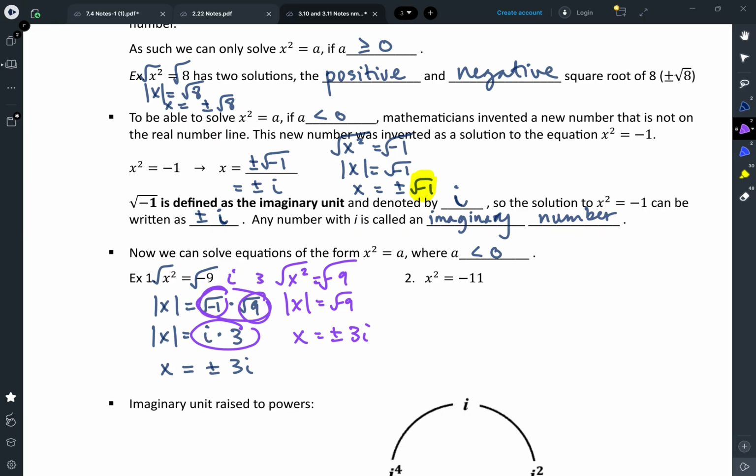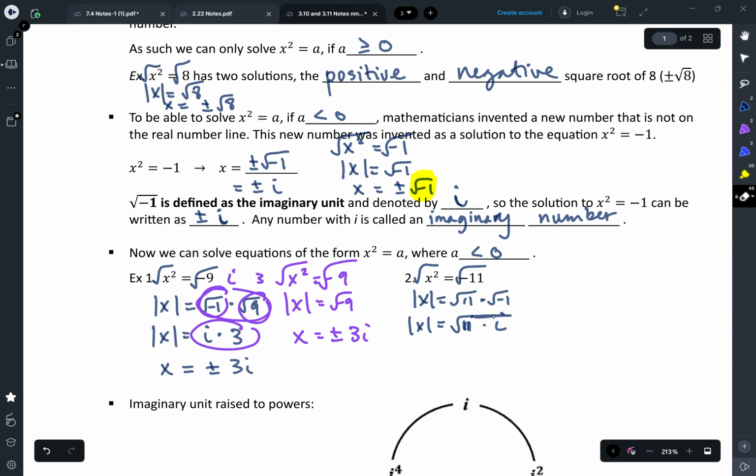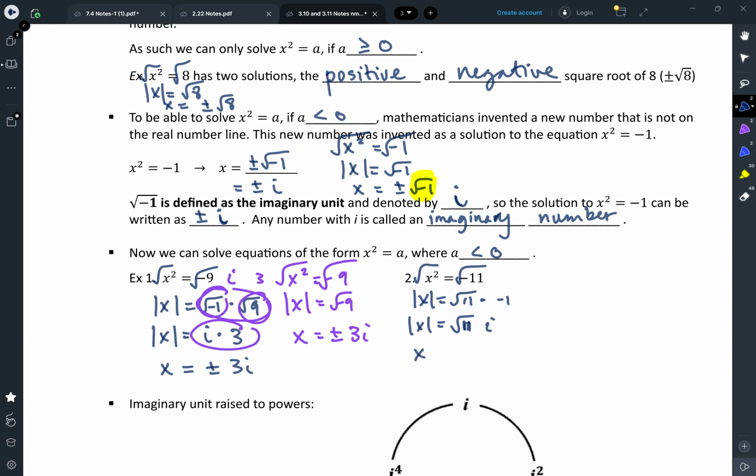On the next one, I want to take a square root on both sides, and I get the absolute value of x. And again, this is like the square root of 11 times the square root of negative 1. This time I'll do it in the opposite direction, which is like the square root of 11 times i. The issue here is I don't like having the i at the end, because it's hard for me to tell if the root goes over it or not. We're just not really sure what that person's writing. So we're going to choose to write the i in front of the square root. So it's going to be x equals plus or minus i square root of 11.